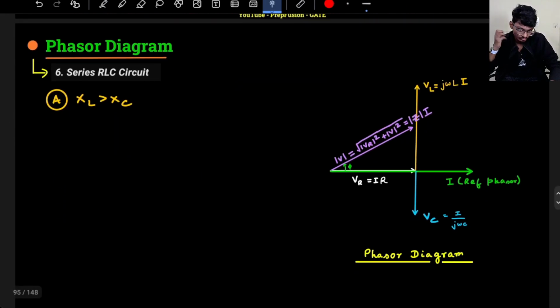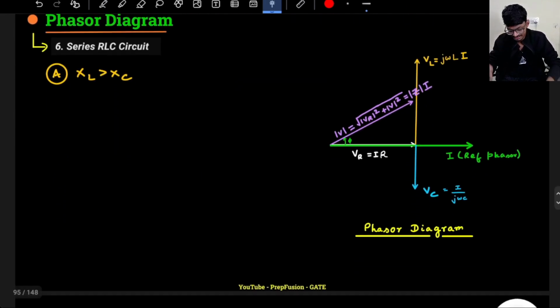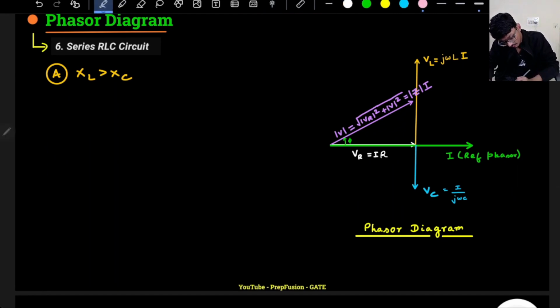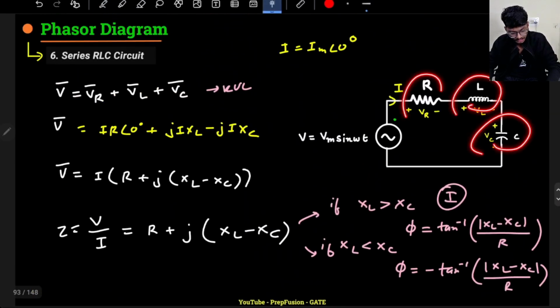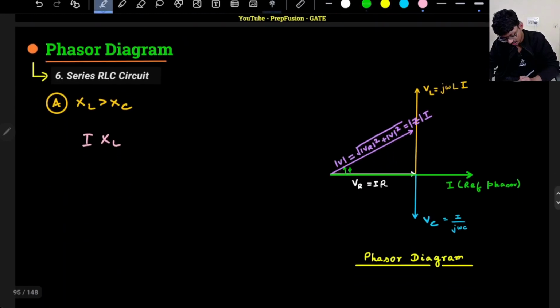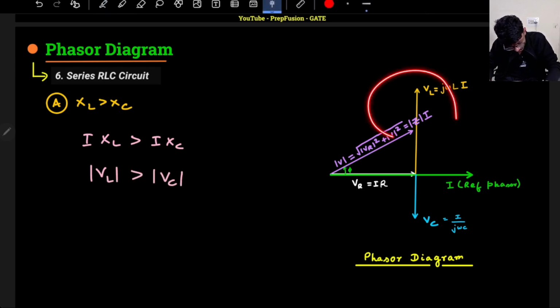So first case is where my XL is greater than XC. So basically it means the voltage component, if I multiply I on both sides, because current is the same across inductor, capacitor and resistor and the supply. Current is same, right? So if I multiply I on both sides, I into XL is greater than I into XC. That means the magnitude of VL is greater than magnitude of VC. That is what it is reflecting over here.